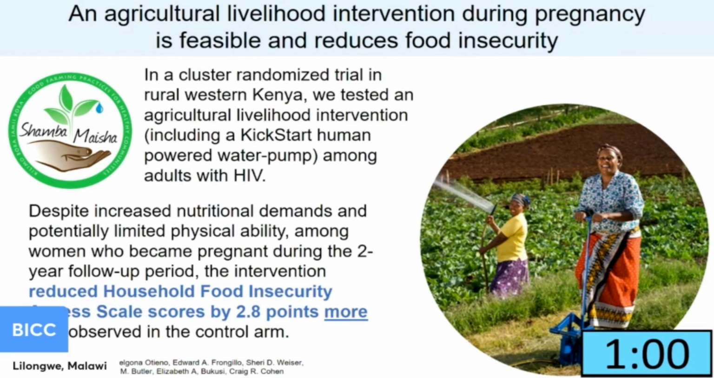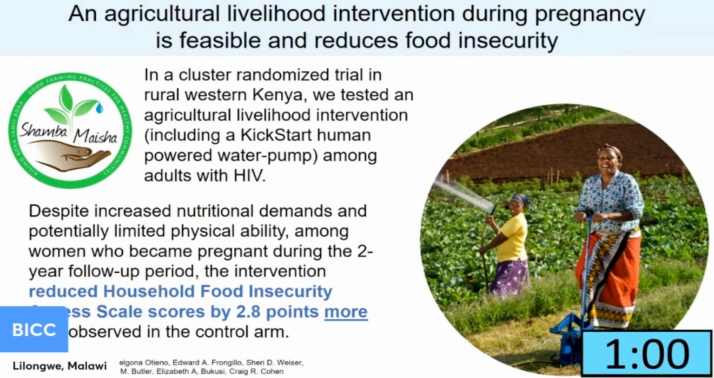Pregnant women living with HIV are vulnerable to experiencing food insecurity with significant consequences for both maternal and child health. Shamba Maisha, a cluster randomized controlled trial in Western Kenya, which means farming for life in Kiswahili, tested the effects of a multisectoral livelihood agricultural intervention. This sub-analysis demonstrated that participants who became pregnant had similar nutritional benefits from the intervention as those who were not pregnant during the trial. Here are words from some of our participants.